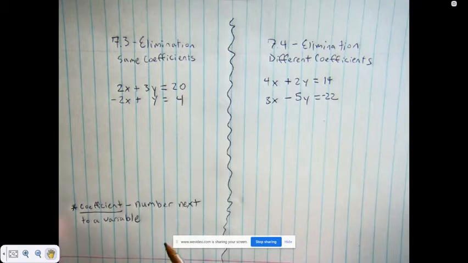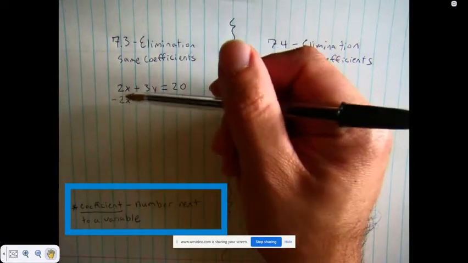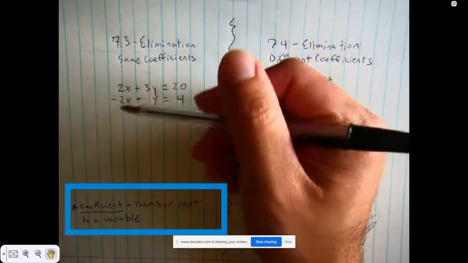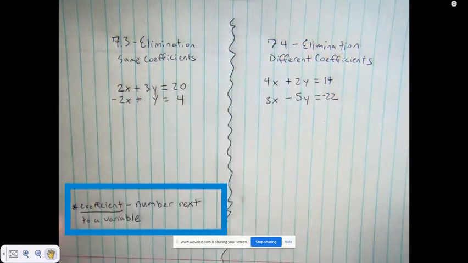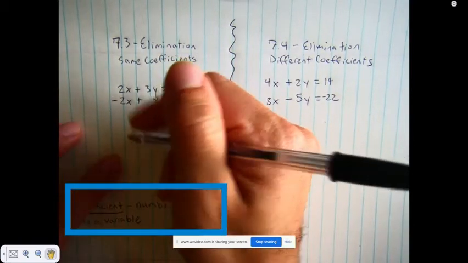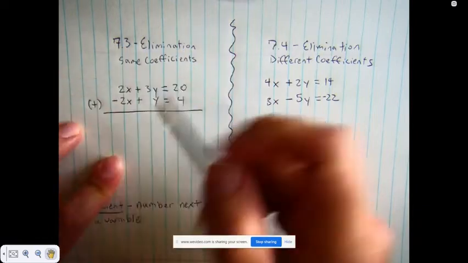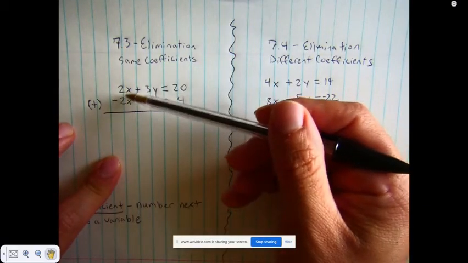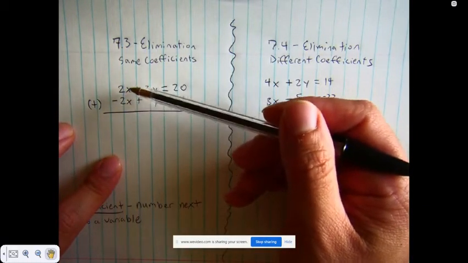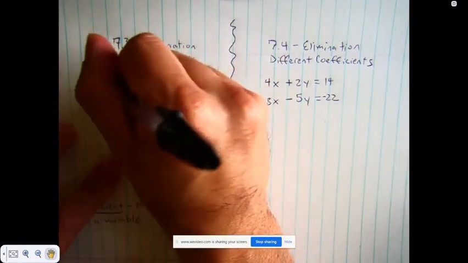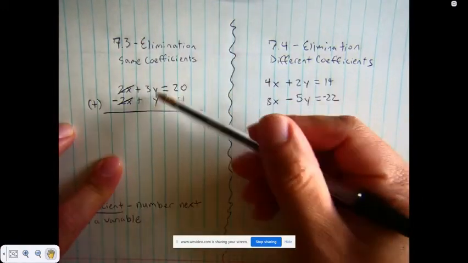So in our previous lesson, your goal was to find the coefficients that matched each other, that had the same number but the opposite sign. That's because you're going to add both of the equations together, and then you're going to either eliminate, or some of you might say cancel, or cross out, the variable so that you can narrow it down to 1.